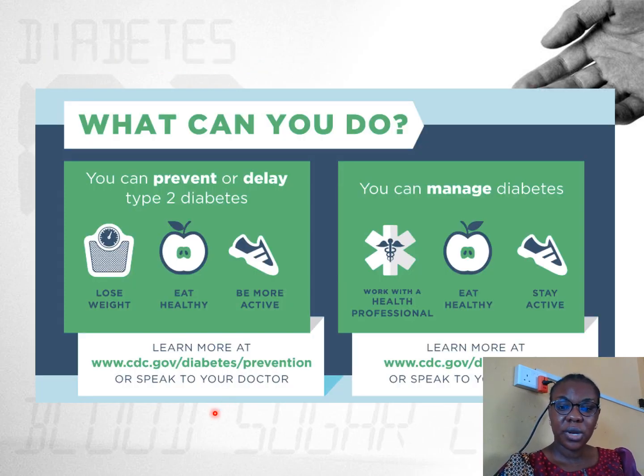So someone who is pre-diabetic, what can they do? They can prevent or delay type 2 diabetes by losing weight, eating healthy, being more active. And someone who is already diabetic can manage their own diabetes by working with a healthcare professional. It's not something you can manage in isolation. While you have a good understanding of it, for a patient who is diabetic, it still needs to be correlated with a health personnel who would adjust the dose of the medications as the need may be. Then, of course, eating healthy is essential, and of course, staying active.